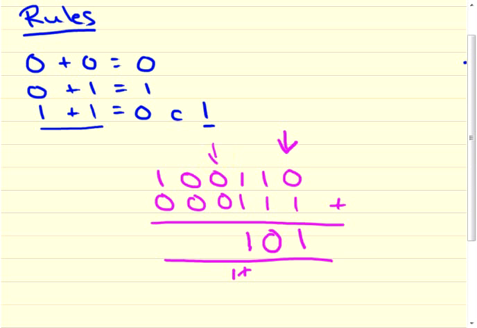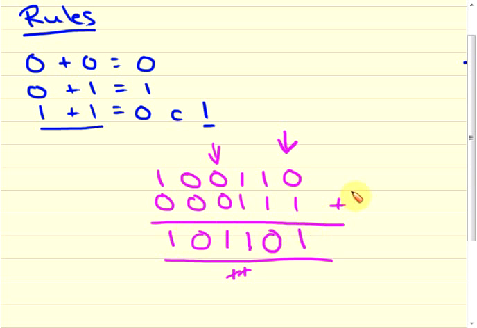Move across, look at this series of numbers here. 0 plus 0 equals 0. Add the carry, that gives us a 1 here. We've now dealt with that one. 0 plus 0 is a 0. 1 plus 0 is a 1, and hopefully we've got the correct number here.